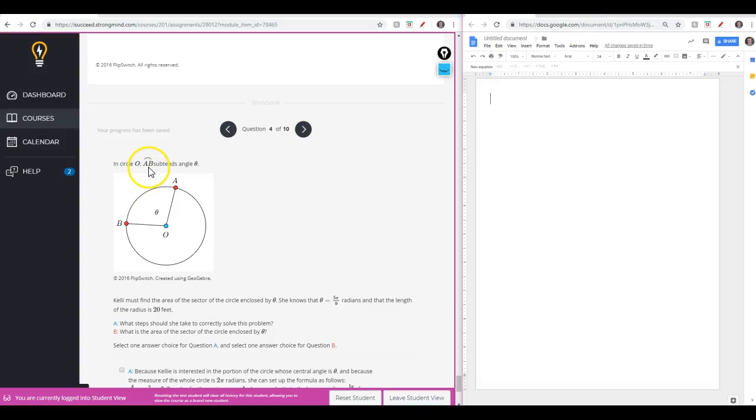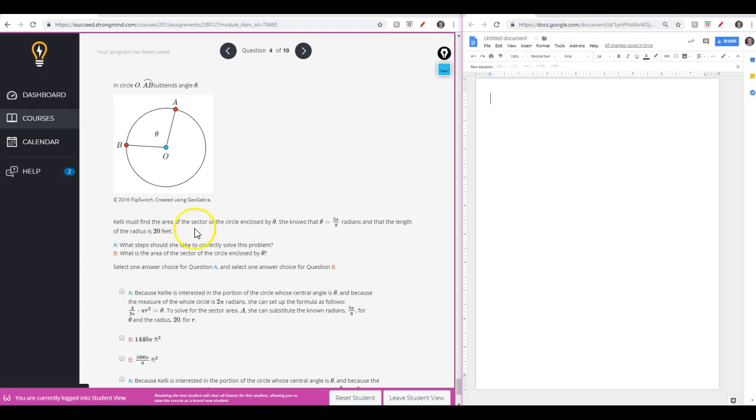Alright, in circle O, arc AB subtends angle theta. Kelly must find the area of a sector of a circle enclosed by theta. She knows that theta is equal to 5 pi ninths radians and that the length of the radius is 20 feet. A, what steps should she take to correctly solve this problem? B, what is the area of the sector of the circle enclosed?